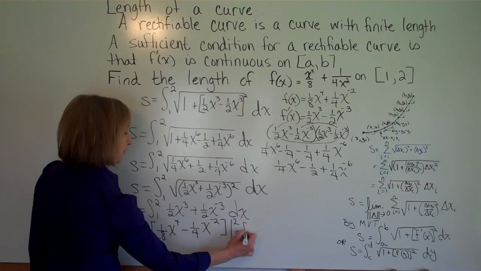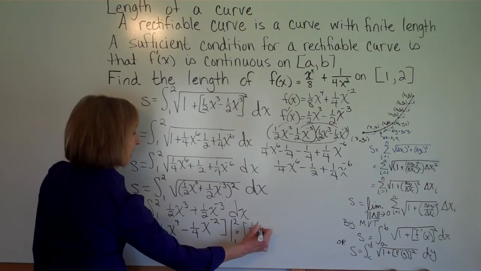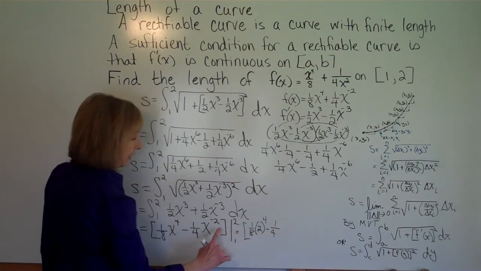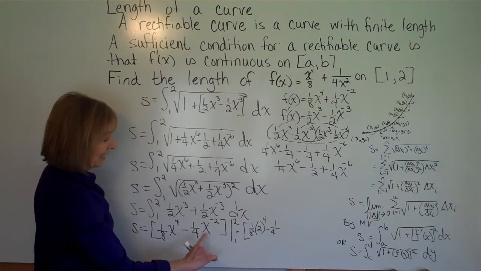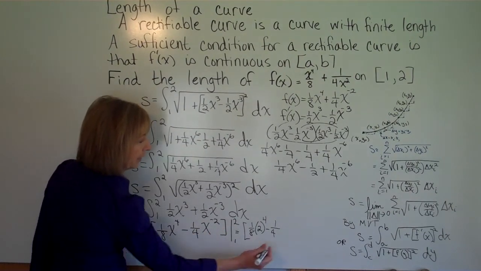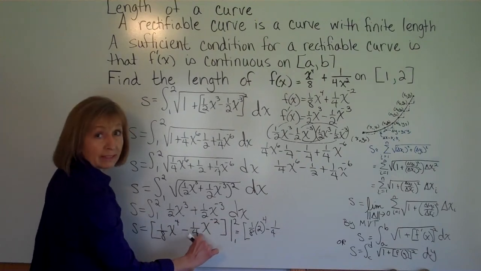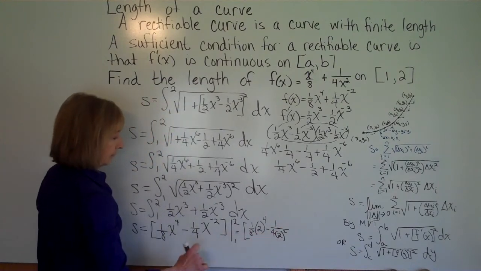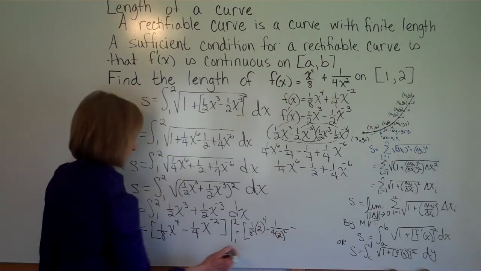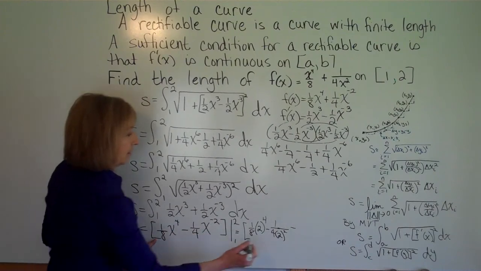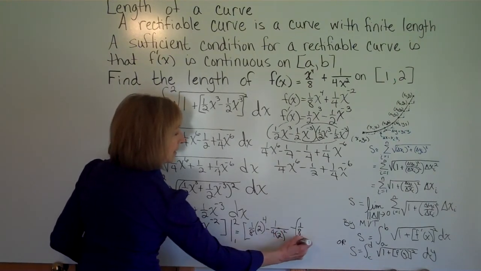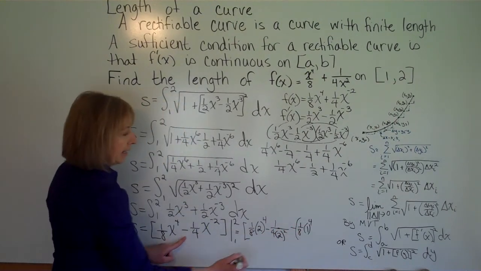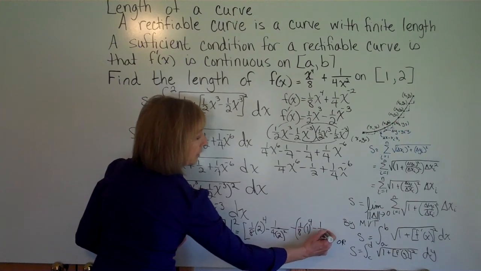And then plug in the 2 minus plug in the 1. So I have 1/8 times 2 to the 4th minus 1/4, and x to the negative 2, you can put it back down in the denominator so it's easier to calculate when you plug the number in. So that would be an x squared in the denominator. When I put in the 2, that'll be a 2 squared in the denominator. And then minus, putting in the 1, that's 1/8 times 1 to the 4th, and then minus 1/4 times 1 squared.